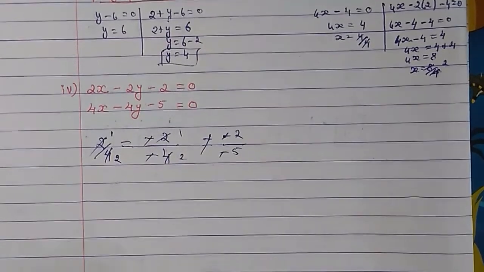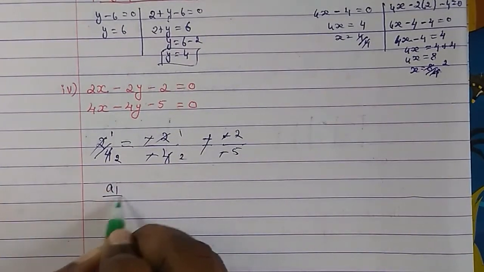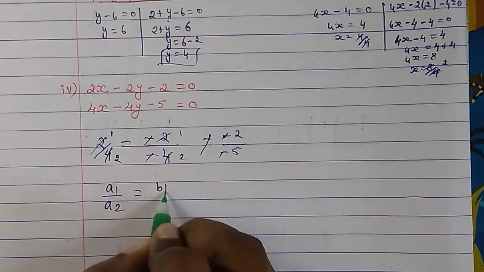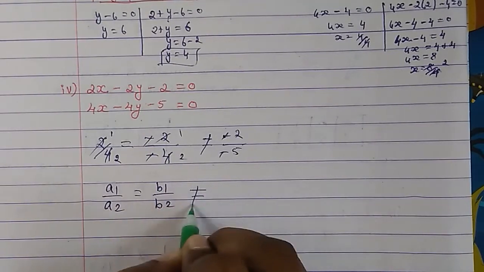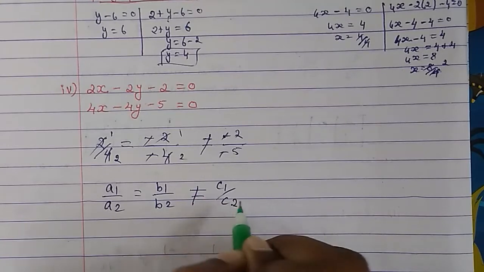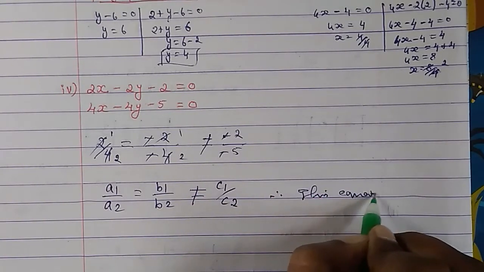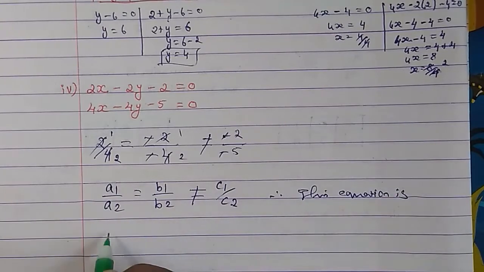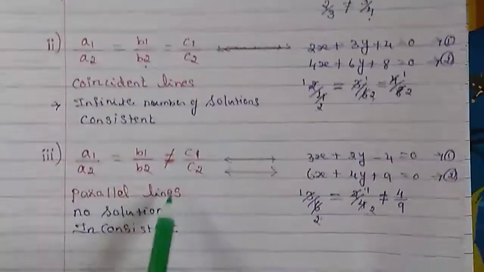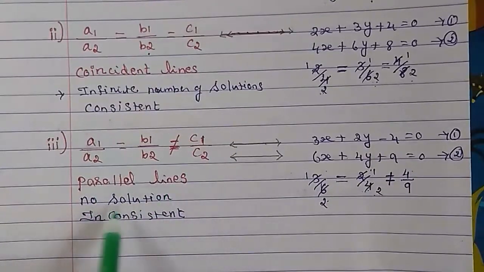So therefore our condition here is A1 upon A2 is equal to B1 upon B2, but not equal to C1 upon C2. Therefore this equation is inconsistent, because I have told you that when this is the condition, the graph will be parallel lines where there is no solution, so it is inconsistent.